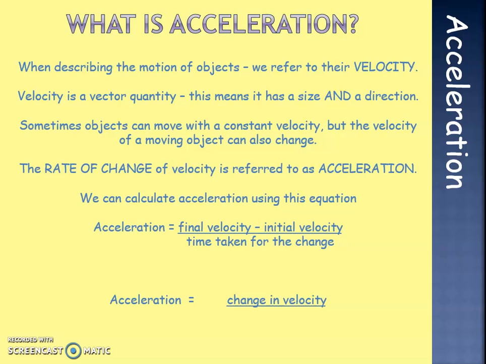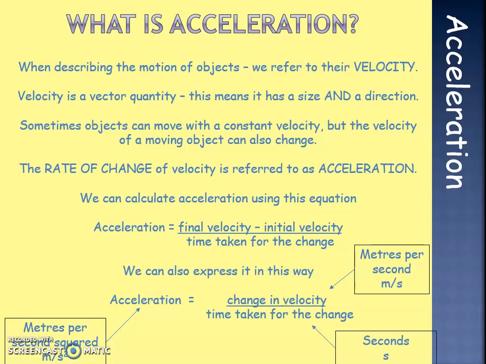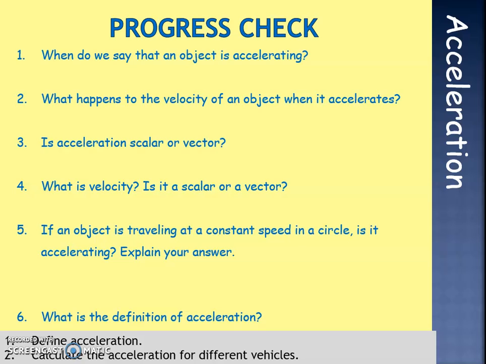We can also use this equation. Change in velocity divided by time taken for the change. Our units. Acceleration is in meters per second squared. Velocity in meters per second. And time taken for the change in seconds. Again, really important that you know the unit for acceleration, meters per second squared. We're dividing meters per second by seconds. It gives us meters per second squared. Okay, so with that in mind, could you answer these 6 questions? Please pause the video whilst you attempt them and then restart once you'd like the answers.